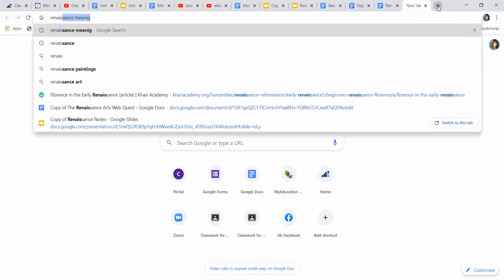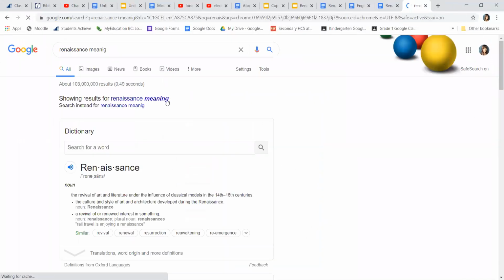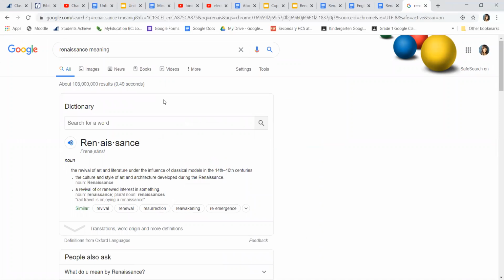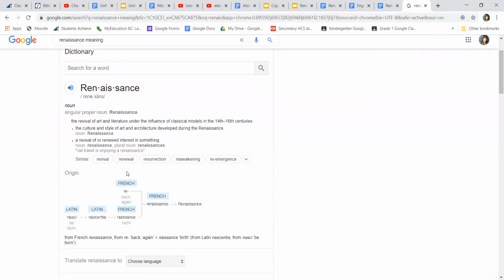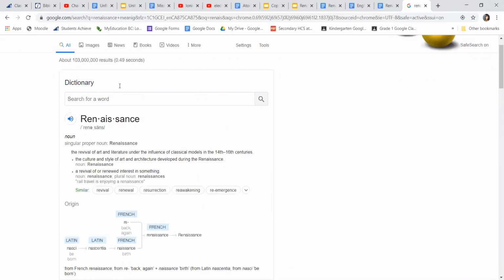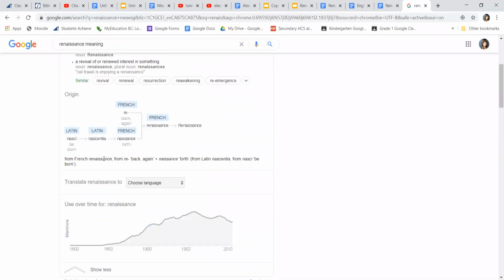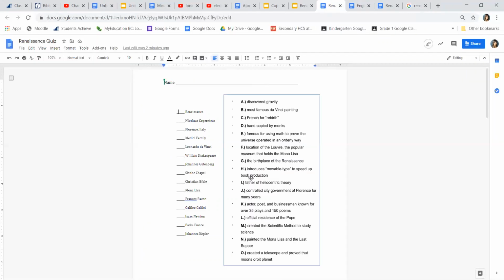Now, what you could do, if you get stuck, because this is in your notes, I'm going to show you, oh dear, I spelled it wrong. I'm going to show you what you could do if you're having a hard time finding it in your notes. Just look it up and take a look here. For Renaissance, it says down here, it actually is from French and it means rebirth. So rebirth. So yes, that would mean this one right here, that would be C. So just put your answer in there and then you're going to keep going.